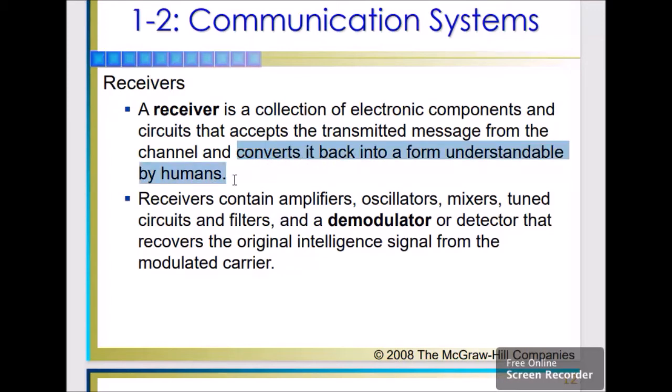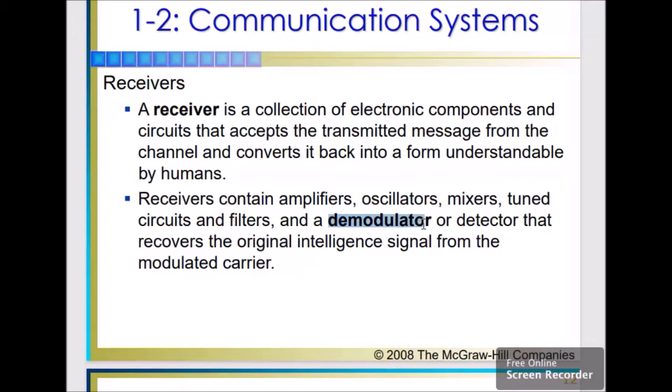Okay? Kasi take note, diba, yung information kanina sa ating transmitter, binabago niya, depende sa medium na gagamitin mo, na padadaanan mo. So, pagdating ng receiver, kasi binago mo kanina, ibabalik niya sa original para maintindihan ng humans, para maintindihan mo. So, ganoon din, yung receiver din, meron din siyang amplifier, oscillators, mixers, tune circuits, and demodulator.